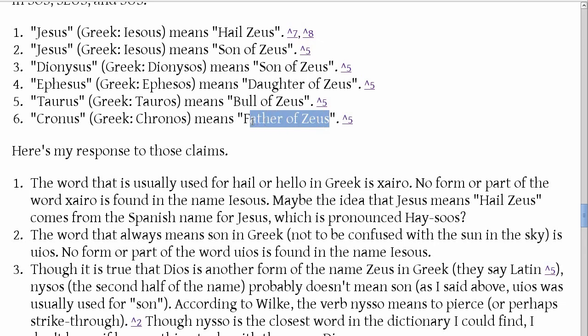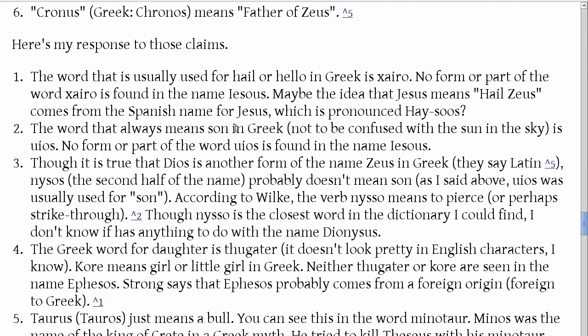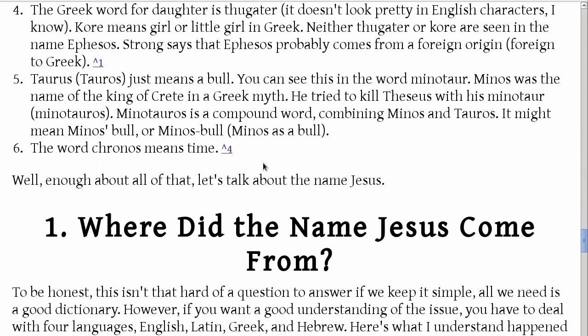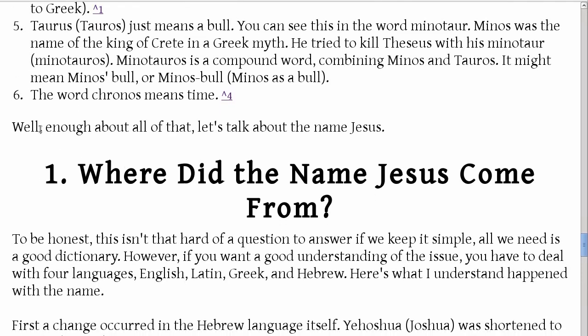And wouldn't that be kind of convenient if Cronus meant father of Zeus? That meant everything revolves around Zeus, when supposedly he's supposed to be his father. That doesn't even make any sense. Even just looking at it in English, it's kind of hard to believe. Unless you believe that they know what they're talking about, and then you could be like, well, maybe it does. Well, enough about all of that.